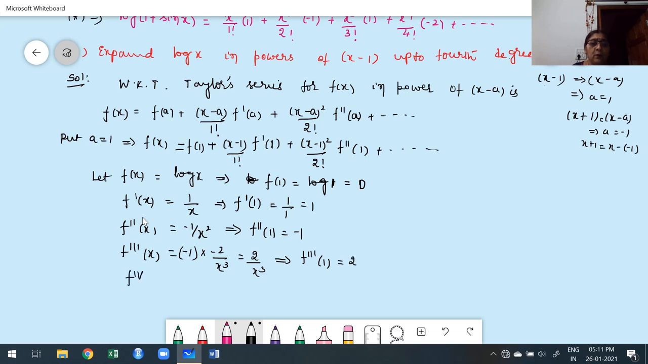Similarly, I have to find out the fourth derivative. What is the fourth derivative value? 2 into the derivative of x cube, minus 3 by x to the power of 4. It's nothing but minus 6 by x to the power of 4. That implies, what is the fourth derivative of 1? It is minus 6. This is the way I find the derivative values at 1.